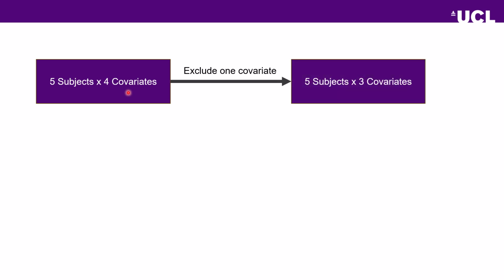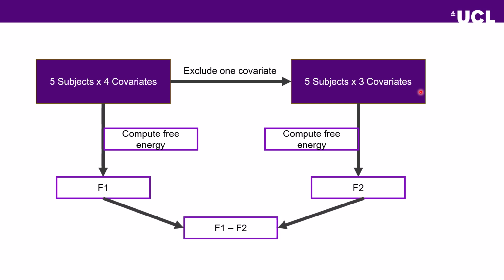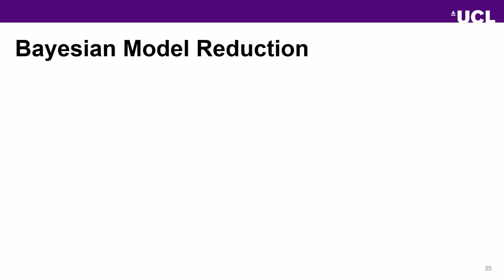So what does this look like? So we have 5 subjects of 4 covariates. We will exclude 1 covariate and have 5 subjects of 3 covariates, compute the free energy, and then we can do our free energy comparison and get our Bayes factor. And this is a very easy way to tell us what covariates are important and if we can reduce the complexity. We can also do Bayesian model reduction.